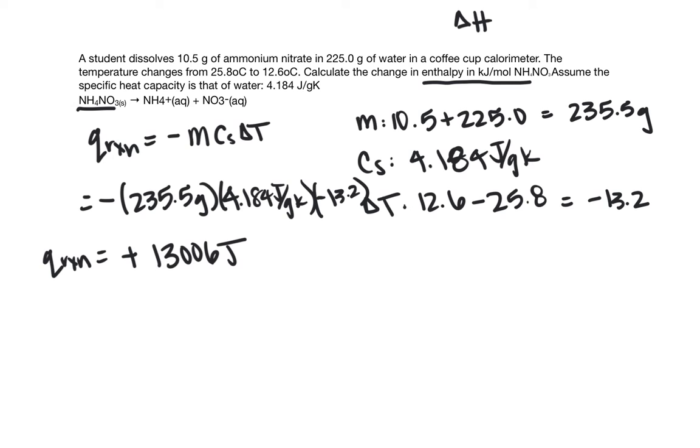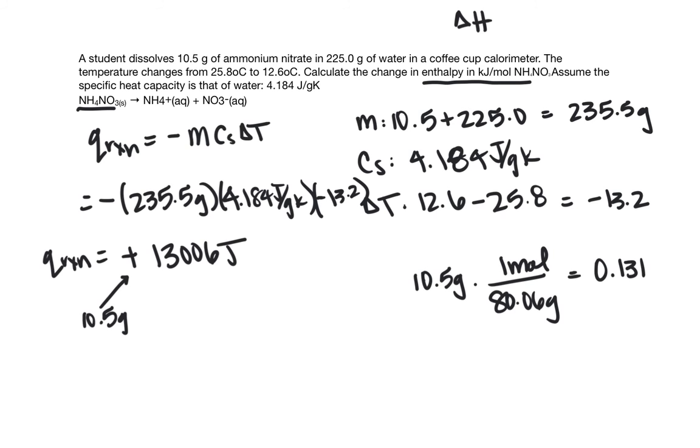So Q reaction is the heat for this reaction, but it's going to ask for it in kilojoules per mole. So we don't just convert to kilojoules, we need to add in the per mole part. But how do we do that? It turns out that this value is per 10.5 grams. So if we could figure out how many moles that was, we could convert this into kilojoules per mole. If we take our 10.5 grams and divide by the molar mass of 80.06 grams per 1 mole, I get 0.131 moles.